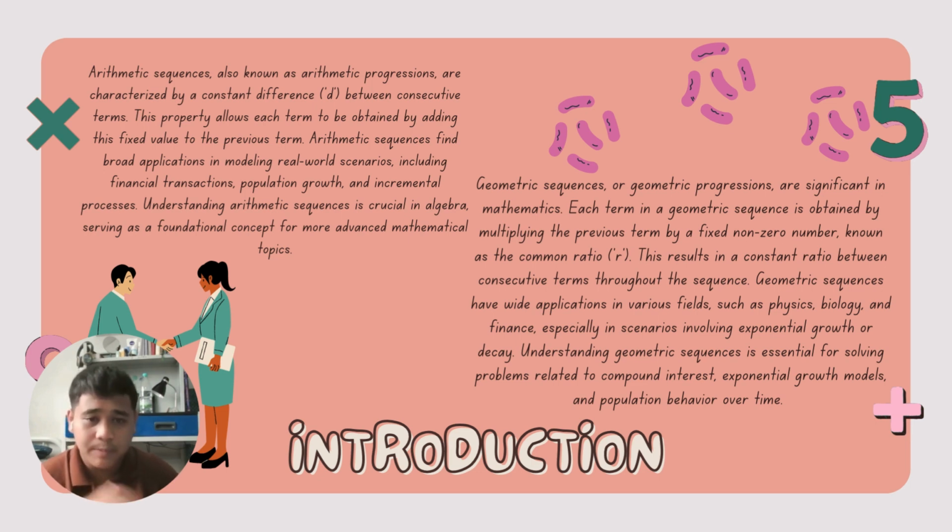Now we go to geometric sequences, or geometric progression. It is significant in mathematics. Each term in a geometric sequence is obtained by multiplying the previous term by a fixed non-zero number known as the common ratio r. This results in a constant ratio between consecutive terms of the sequence. Geometric sequences have wide application in various fields such as physics, biology, and finance, especially in scenarios involving exponential growth or decay. Understanding geometric sequences is essential for problems related to compound interest, exponential growth models, and population behavior over time.